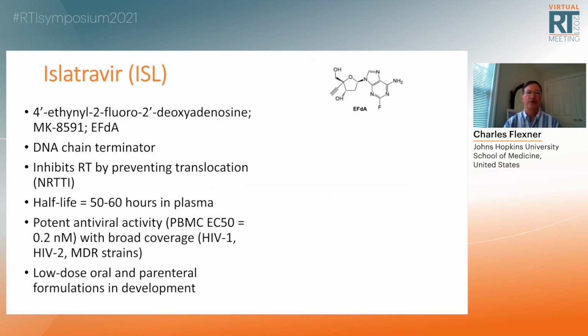Islatrovir, previously known as EFDA, has a very long half-life, which allows it to be used in a variety of ways in clinical studies and eventual clinical applications. It's also an exceedingly potent antiretroviral drug, and it is being developed in both a low-dose oral and parenteral formulations.